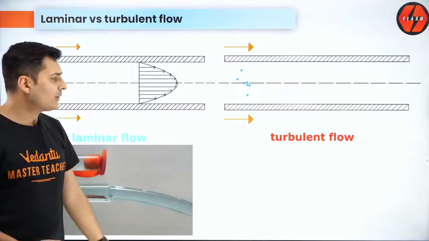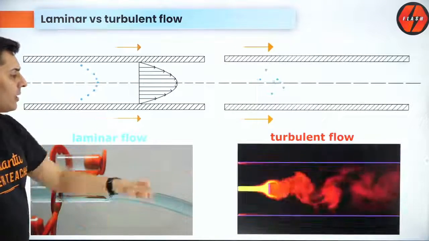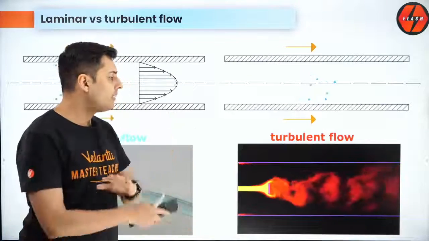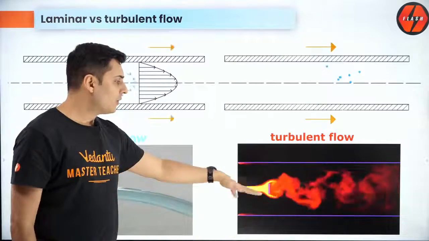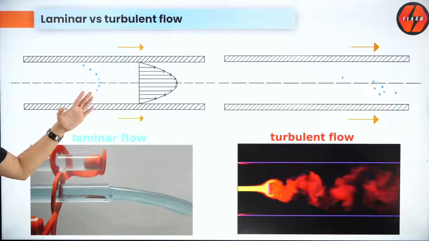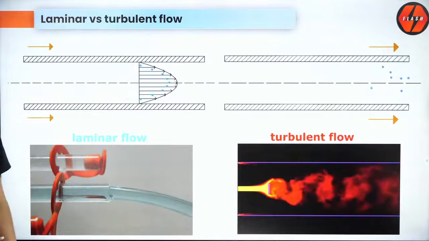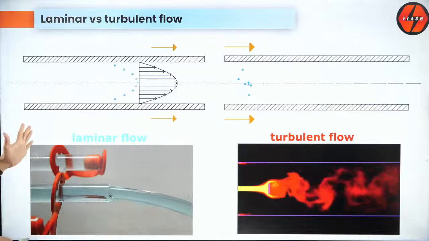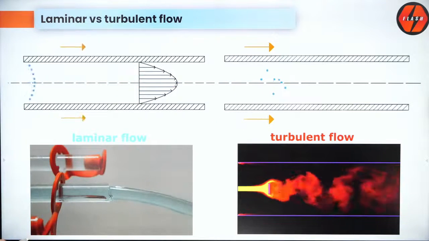And the example of turbulent flow, this is how it will look. The liquid particles do not follow any particular pattern. The flow is completely unpredictable. So this is what turbulent flow definitely looks like. I hope everybody is clear about this. All right. So very important pointers out here which are coming up.